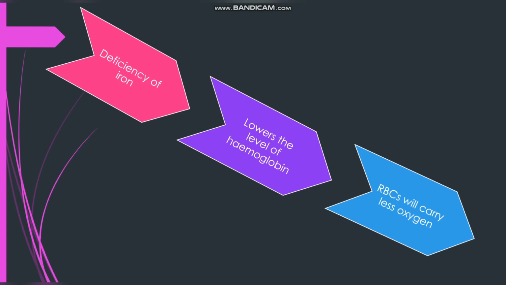Deficiency of iron leads to a lower level of hemoglobin, and a lower level of hemoglobin leads to RBCs carrying less oxygen.